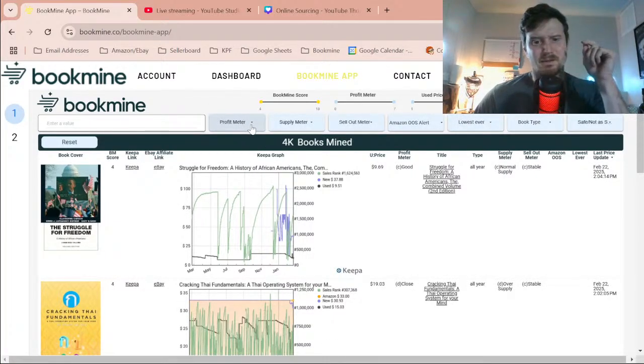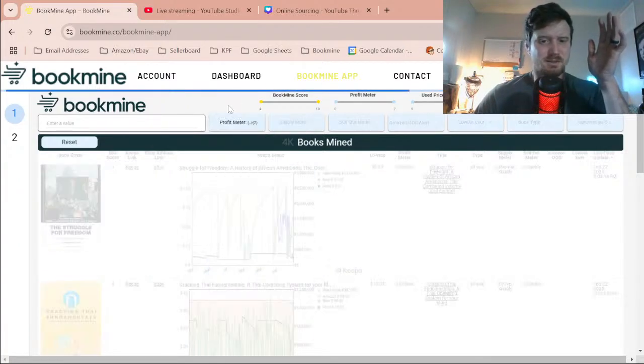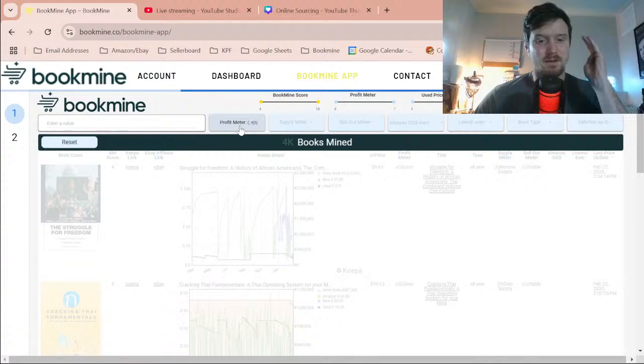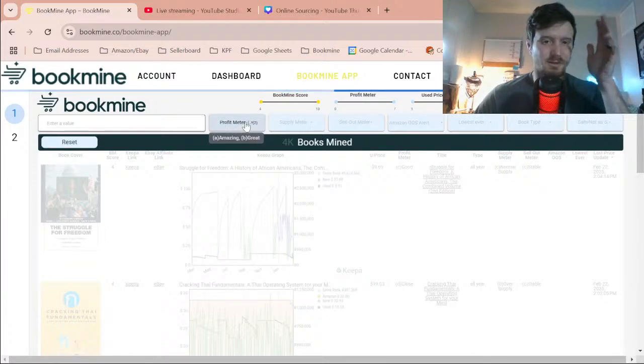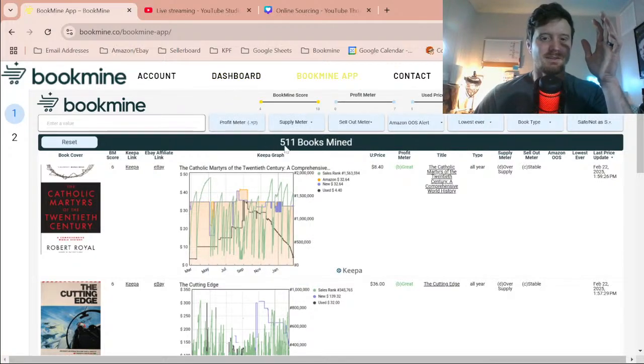The filtering with this is so much easier. Like, you can obviously see the profit meter. If you're looking for the most profitable books, this is where you'll click, and you'll actually come down and you can get rid of the borderline books, and you get rid of the good books, and then you just have what Bookmine considers great and amazing priced books. And you can see that our Bookmine went from 4,000 books down to 511. So that's a huge step up.